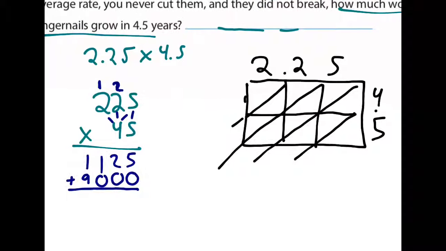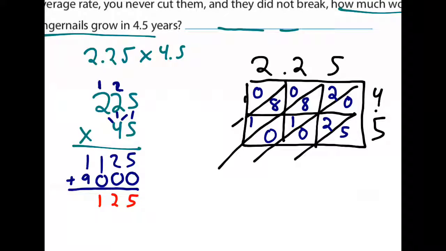Now, lattice, I'm going to multiply. 4 times 5 is 20. 4 times 2 is 8. 4 times 2 is 8. 5 times 5 is 25. 5 times 2 is 10. 5 times 2 is 10. Get ready to add up those numbers. Okay, now let me add them up. 5, 2, 1, 10. 5, 2, that's 11, 10. Same numbers, 1, 0, 1, 2, 5.